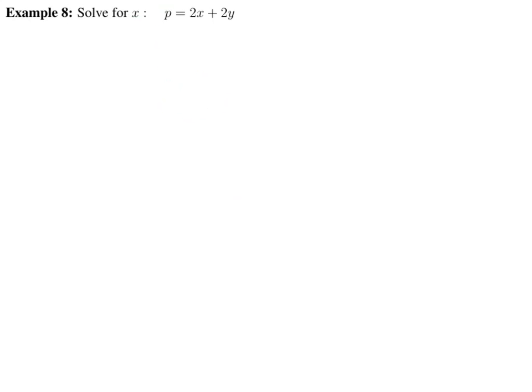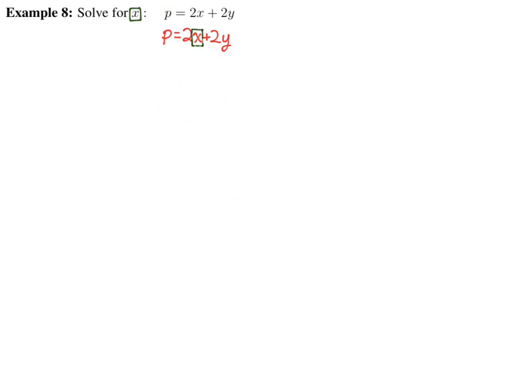Example the 8th. Solving for x. Here we have an equation. This equation is about the perimeter of a rectangle: P = 2x + 2y. You could call it 2 length and 2 height, doesn't really matter. But we're solving for x. I'm putting a box around it.